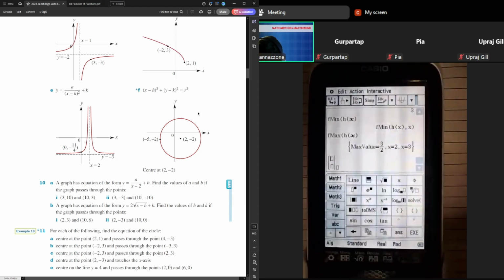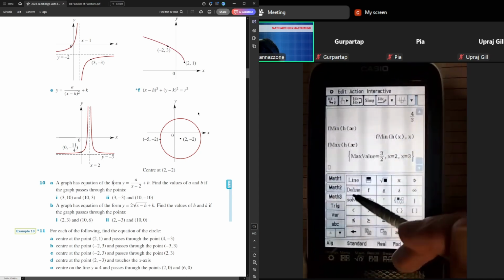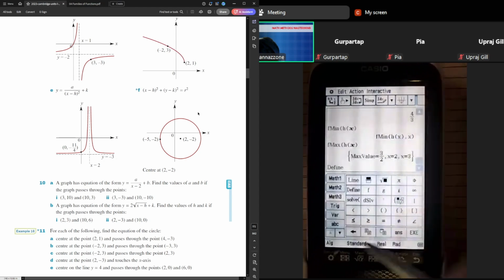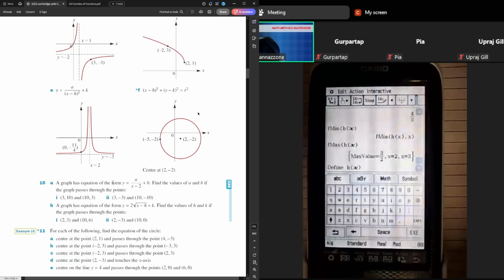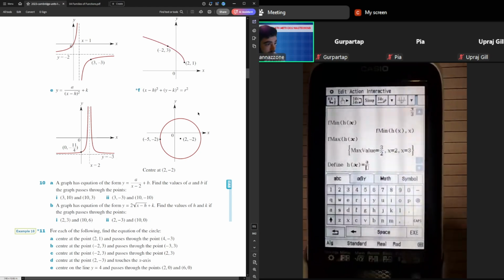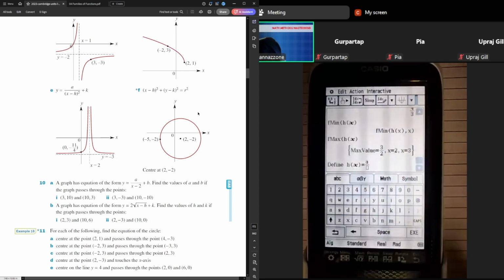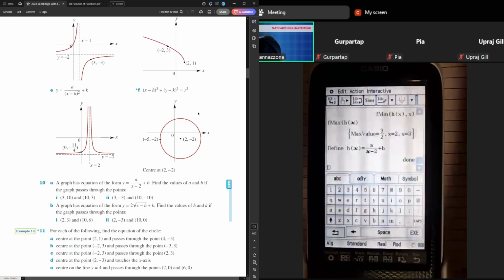But as I said, you want to define things before going into there. So if we just kill that real quick, I think in math 3 there was a define. Yeah, there it is. Same thing as before, call it some function, h of x in this case. We've got a over x minus 2 plus b.